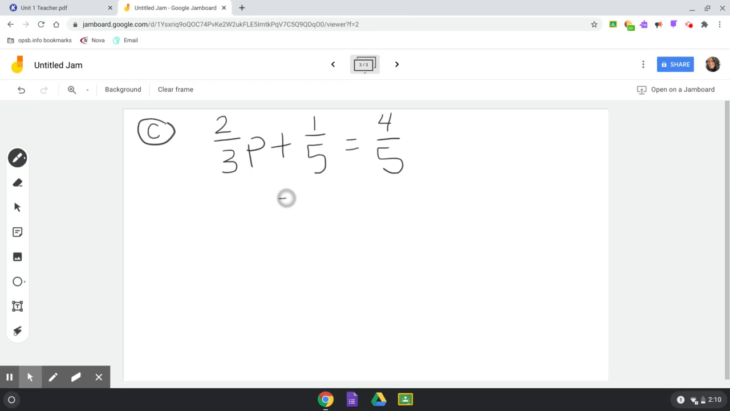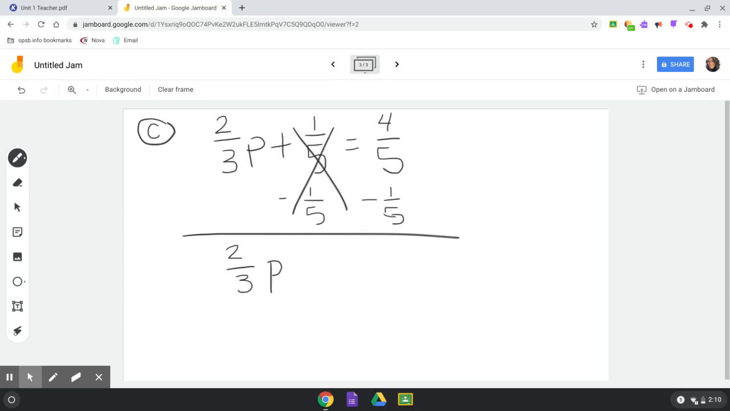So I'm going to isolate the term with the variable. I'm going to subtract 1/5 from both sides. Because I have the common denominator already of 5, this is easy. I've got 2/3 p, because 1/5 minus 1/5 is 0, equals 4/5 minus 1/5 is 3/5.